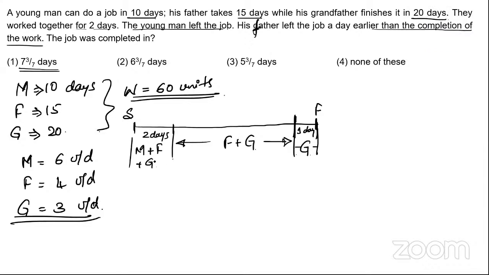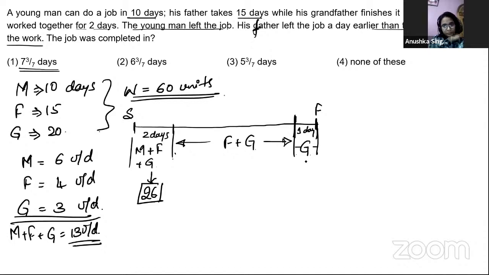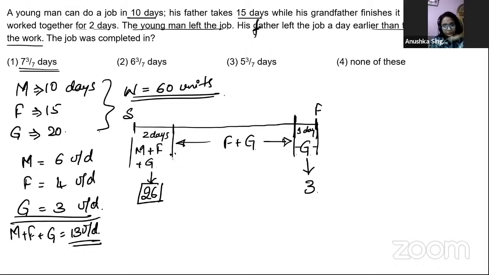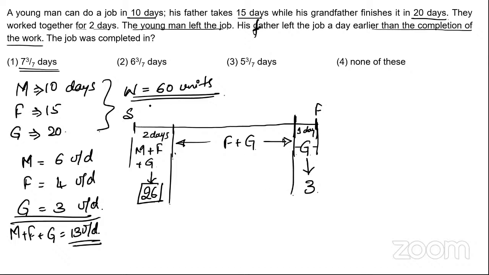Now, man, father, grandfather together worked for 2 days. In a day, what is the unit done by man, father, and grandfather? 13 units in a day. So in 2 days, how many units done? 26. The last day, grandfather alone is working. How many units will he do? He will do 3 units on the last day. Out of your total 60 units that you're supposed to finish the work, 26 plus 3, 29 units is already done.